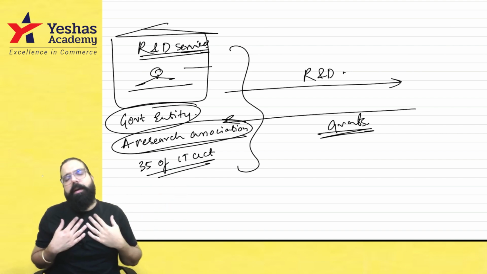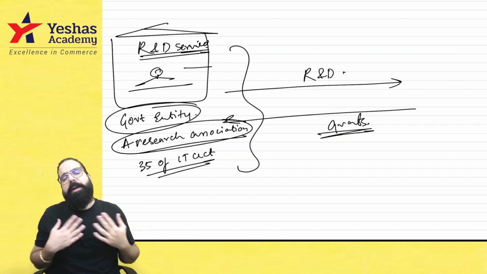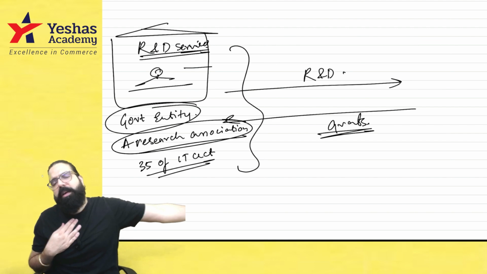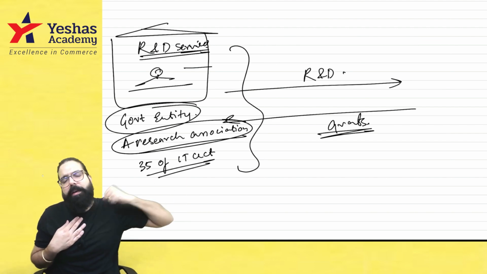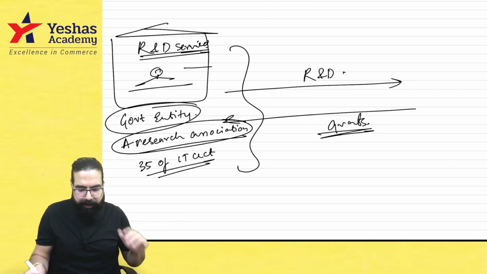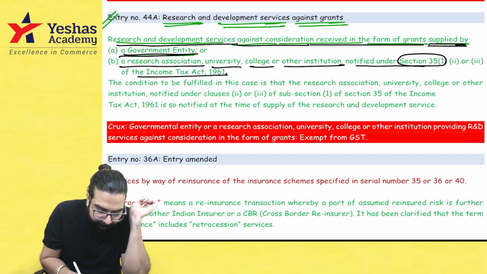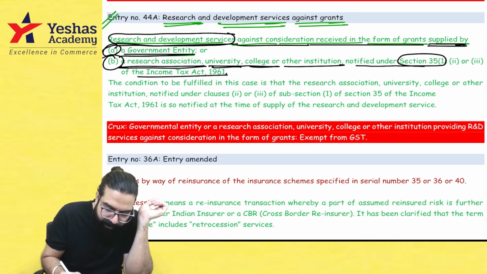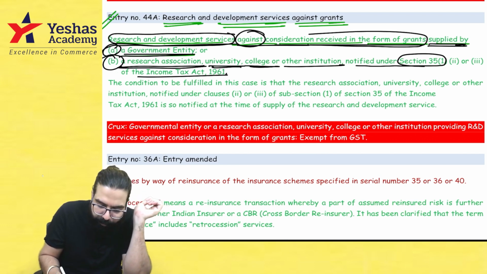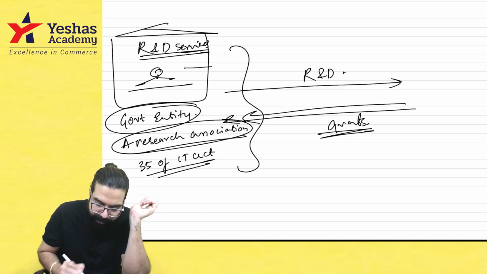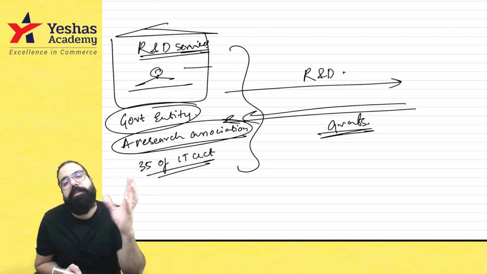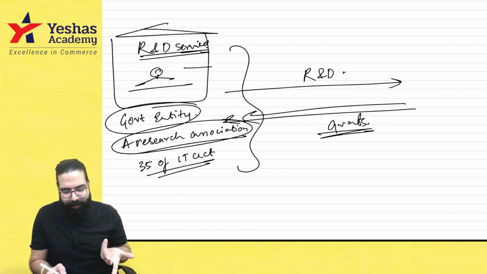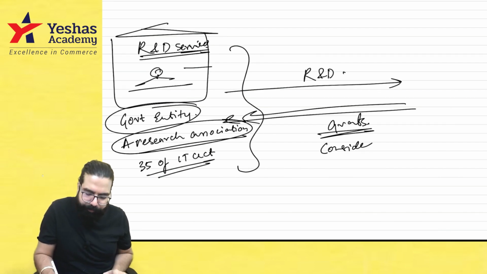I am a college, a university, or an association under section 35 of the Income Tax Act, and we do R&D services and take grants from people, then our services are also exempted. That's what they have told over here. A governmental entity or a research association, university, college is giving R&D services and receiving consideration in the form of grants. In return, they are receiving grants like 1 crore, 2 crore rupees. Grants are huge. You call it a grant, but it is consideration.